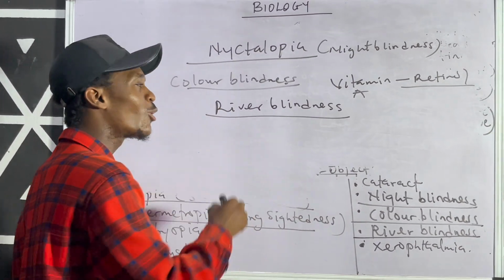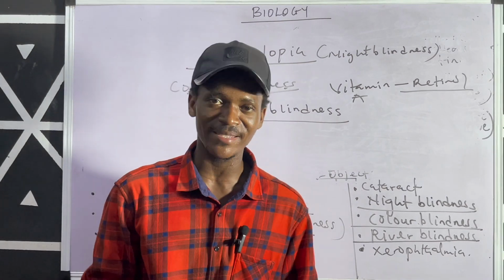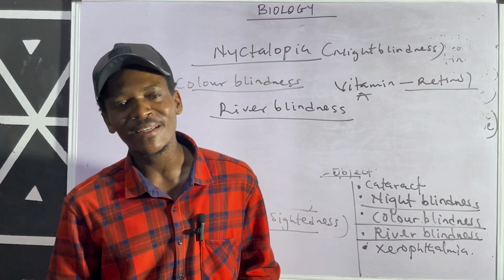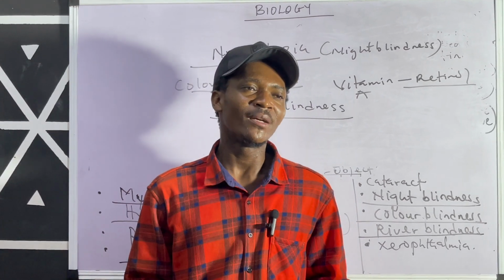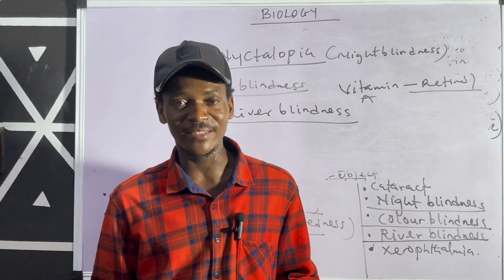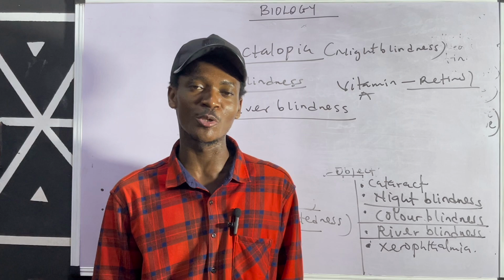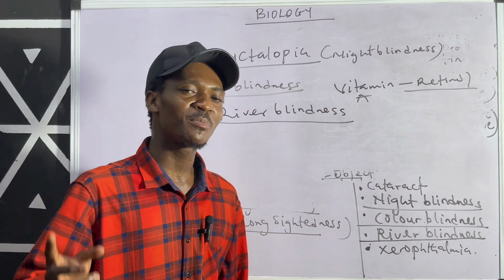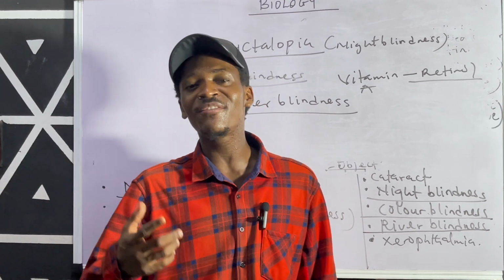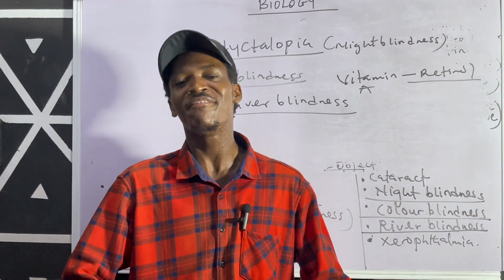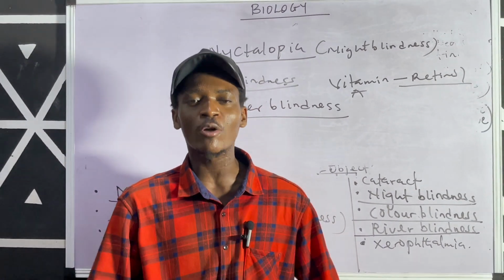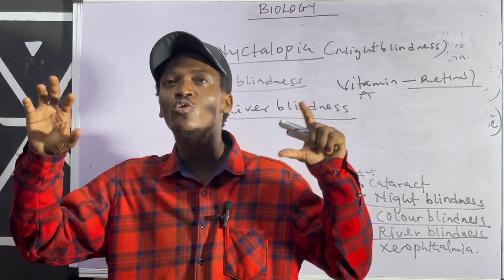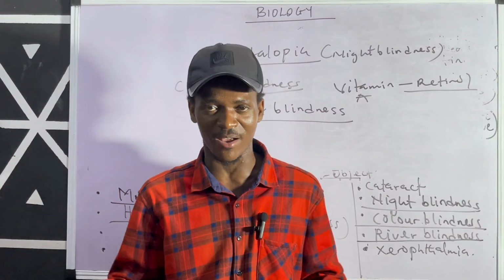Many students don't understand what river blindness is. Let me break it down. River blindness does not mean that when the person approaches a river, the person automatically gets blind. That's not what it means. The reason why it is called river blindness is because the causative agent for the blindness and the vector that carries the microfilarial worm responsible for causing the blindness is usually found in riverine areas.